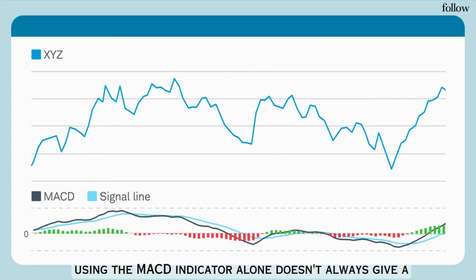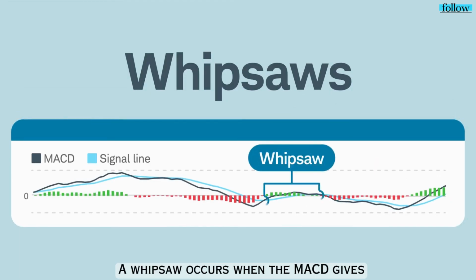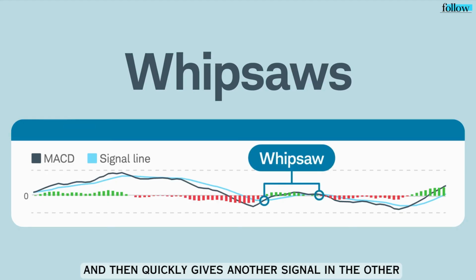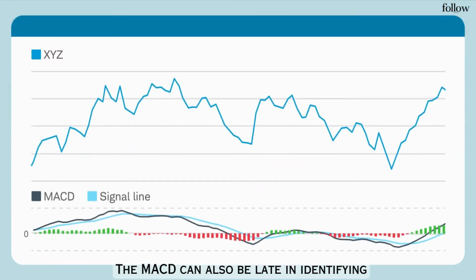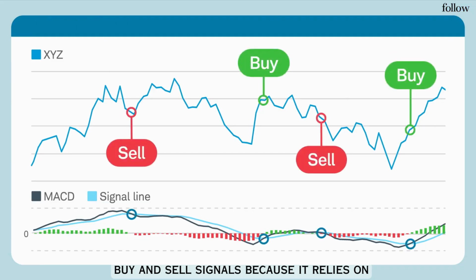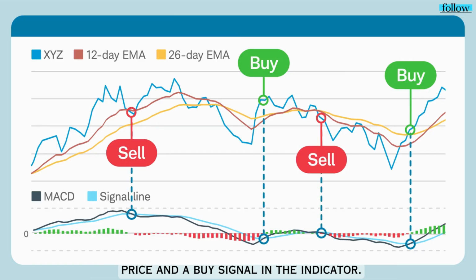However, using the MACD indicator alone doesn't always give a complete picture. Investors may experience whipsaws when using the MACD. A whipsaw occurs when the MACD gives a signal in one direction and then quickly gives another signal in the other direction. The MACD can also be late in identifying buy and sell signals because it relies on exponential moving averages that use historical data. This can cause a lag between the current stock price and a buy signal in the indicator.